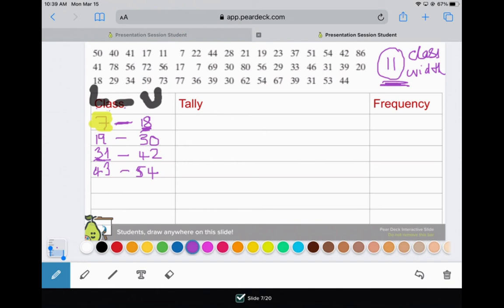Then I will do the next couple. So I'm going to go ahead and fill this out. If you're not sure why I got that number, then let me know. 55 plus 11 will give me 66. Then I will have 67 plus 11, which gives me 78. So 1, 2, 3, 4, 5, 6. And then I will have 79 plus 11, which gives me 90.